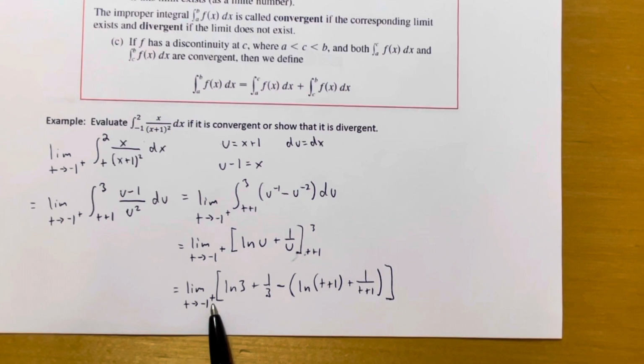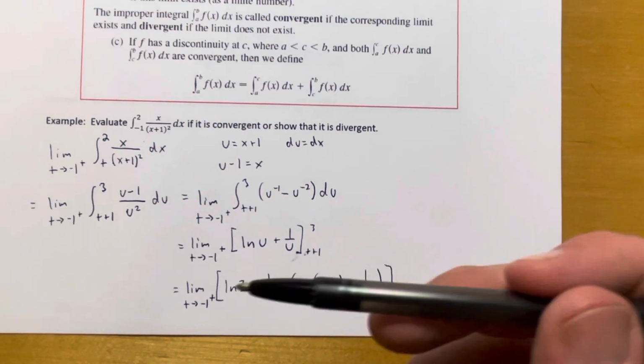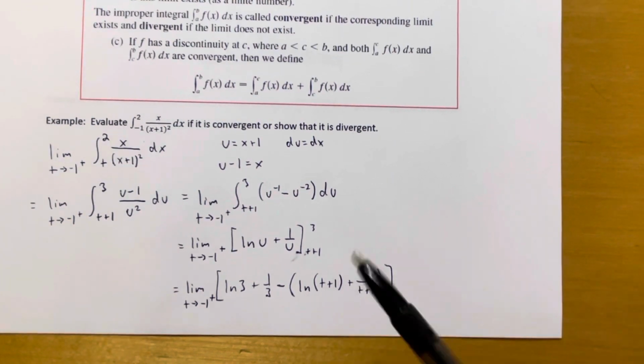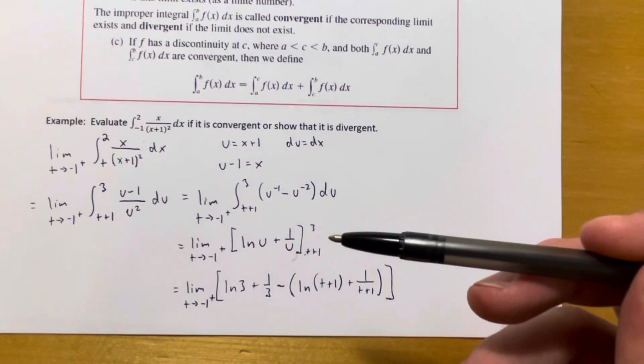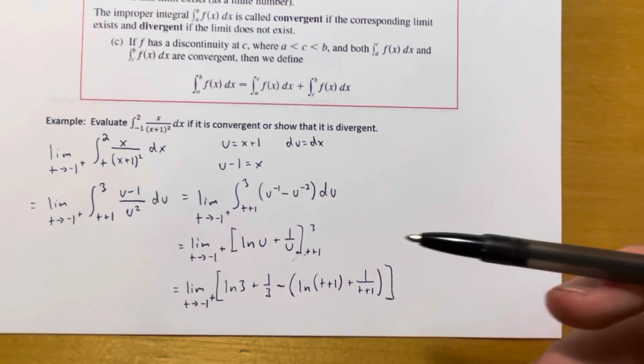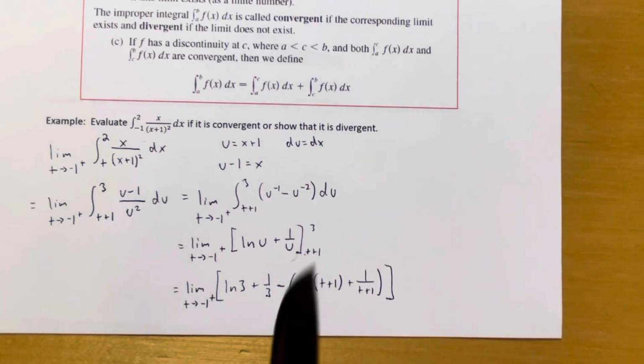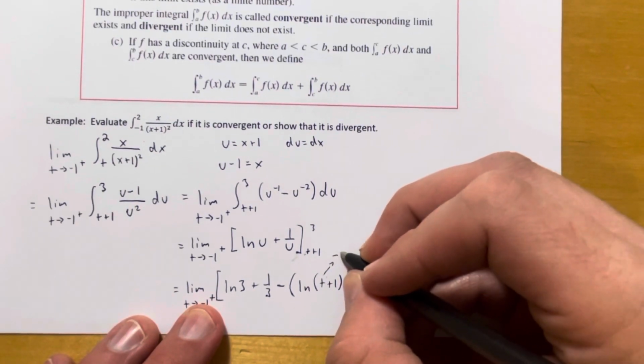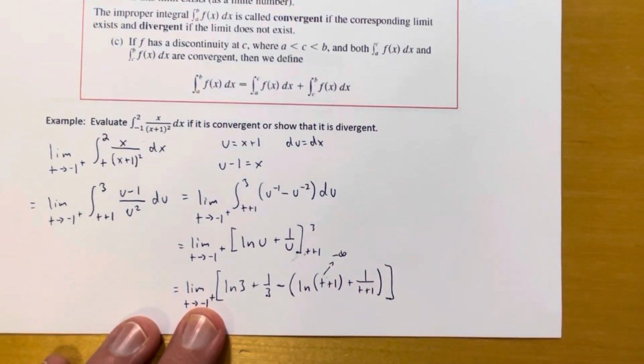As t approaches negative 1 from the positive side, then t plus 1 is going to be approaching 0, because that negative 1 is going in here for that t. But from the right, so we're approaching 0 from the positive numbers. The natural log function, as you approach 0 on your x-axis from the right, has a vertical asymptote that goes down to negative infinity. So this is going towards negative infinity.